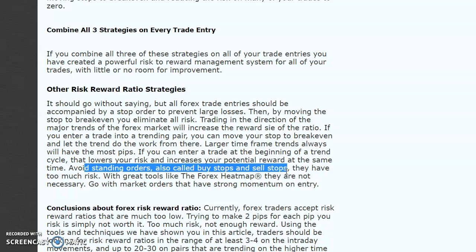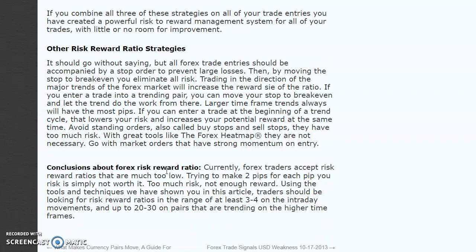Wait until the news comes out. If you're a news trader, wait till the news comes out. Wait till you have a rock solid signal from the Forex Heatmap and you're trading in the direction of the trend, and then you can go ahead and enter the trade. So buy stops and sell stops, we would eliminate them from your trading program.